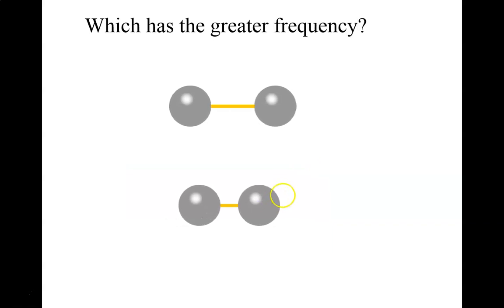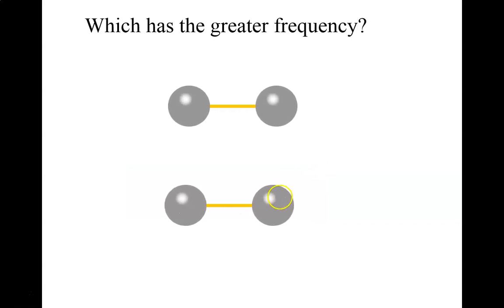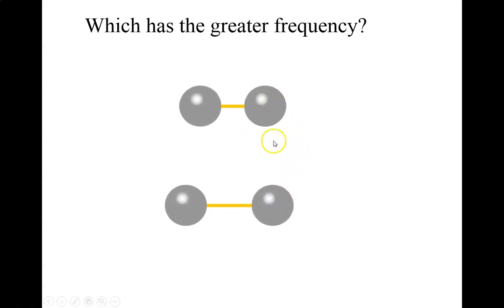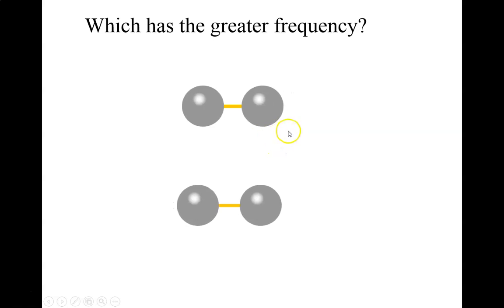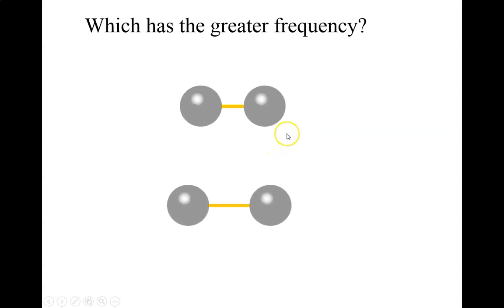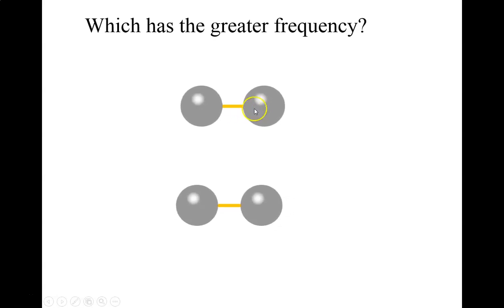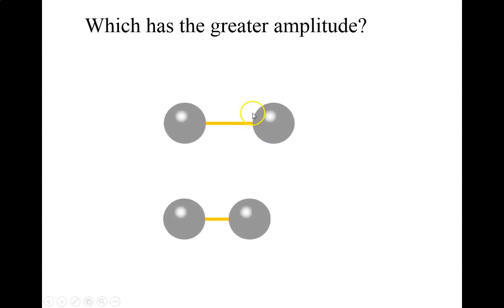Okay. Now, if I ask you which vibration had the greater frequency, well, frequency is the number of waves that pass, or the number of oscillations that occur in a given second. So this one is certainly going to have more complete oscillations occur per second, because they're occurring more rapidly. So this one has a greater frequency.